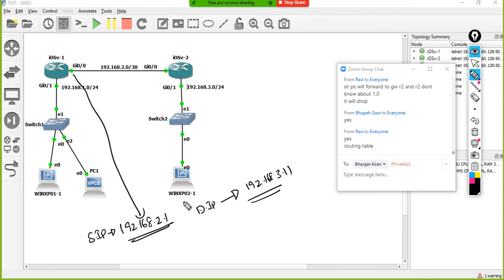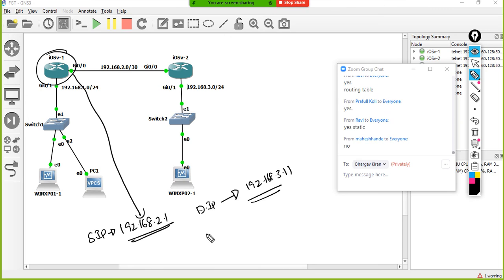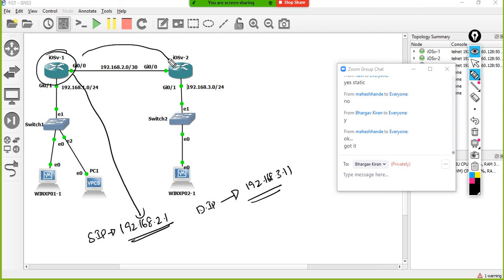It checks the routing table. Inside the routing table, do you have a route for the 192.168.3 network? Yes, Mahesh, there is a static route over there. We wrote it before. Then what is it saying, Ravi? What is the static route saying? If you want to go to the 192.168.3 network, your next hop will be 2.2. That's what it's saying, right?